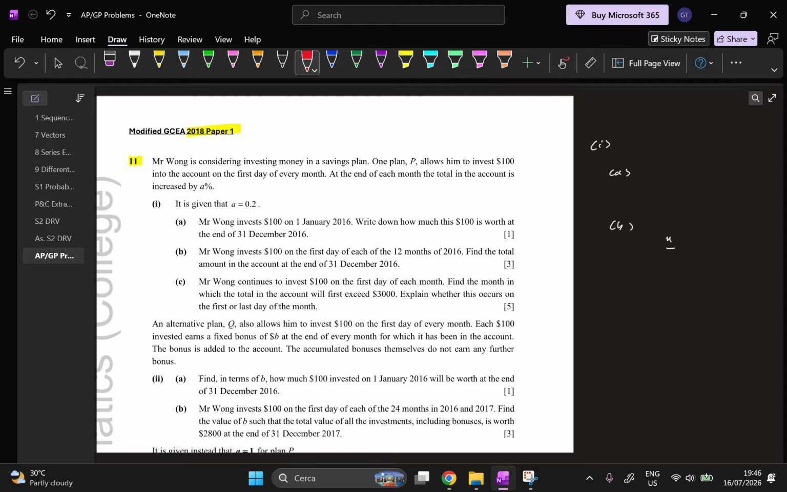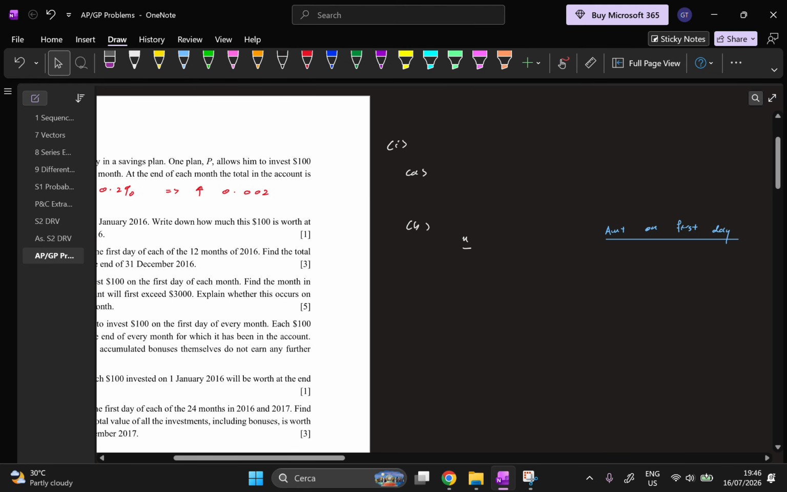So if A equals 0.2, this means that I increase by 0.2%. What is 0.2%? By 0.002, correct? So this means that how much is the 100 worth at the end of 31st of December 2026? Okay, initially I start with 100.